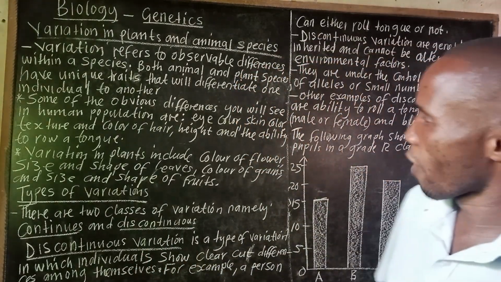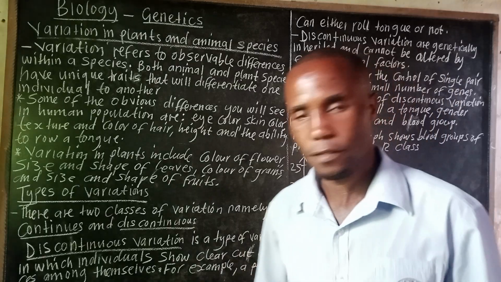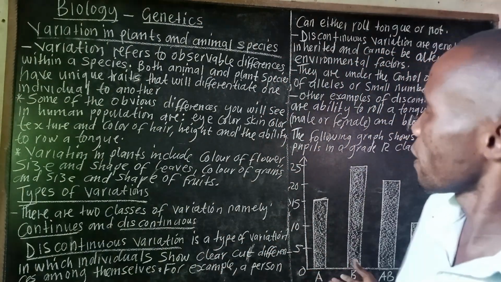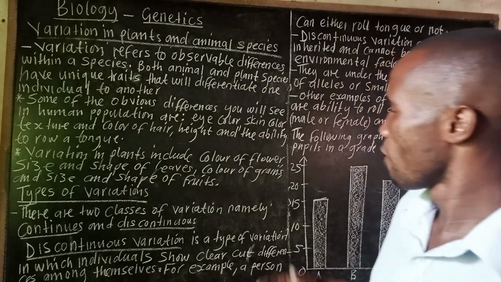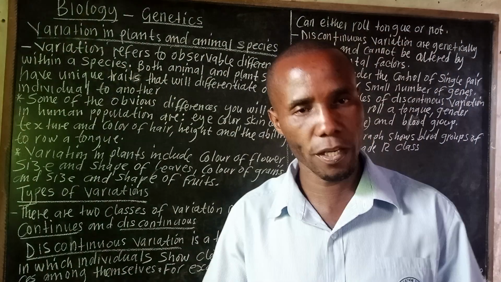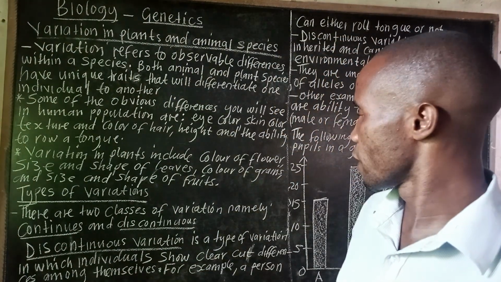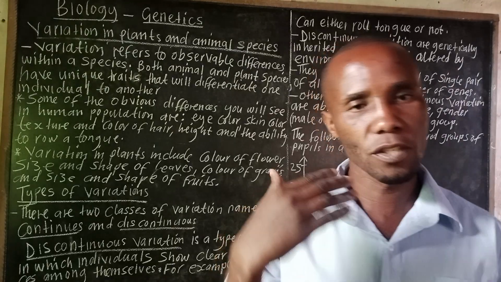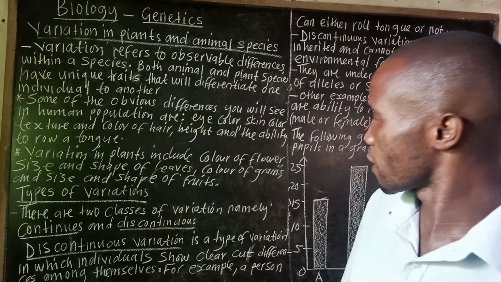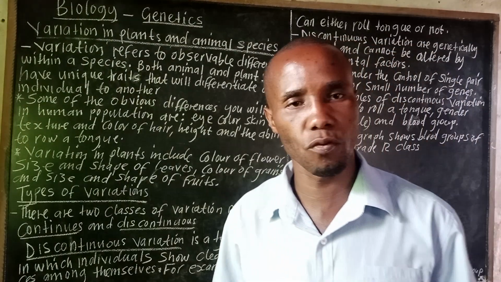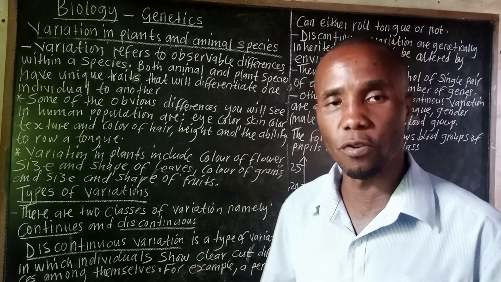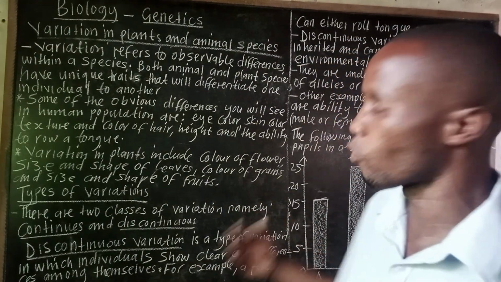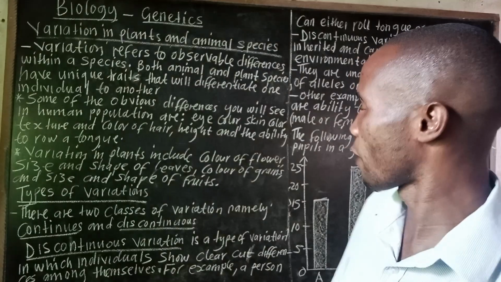Now let's look at types of variation. There are two classes of variation, namely continuous variation and discontinuous variation. Today we are going to look at discontinuous variation, because continuous variation we looked at in the previous lesson, for those of you who have been following me. What remained is discontinuous variation, and that's the one we are going to look at.